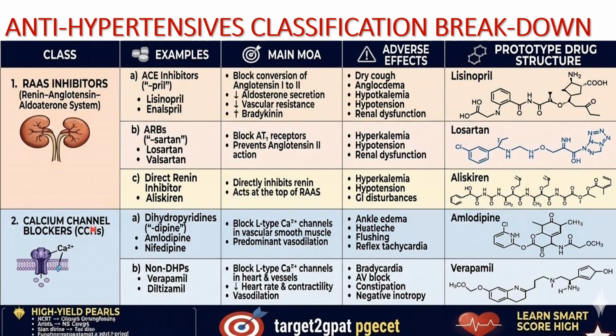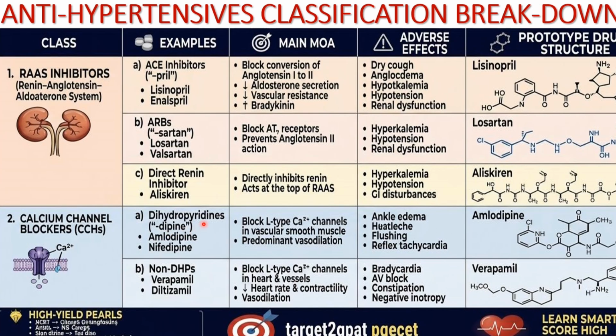Calcium channel blockers are again further classified into two, on the basis of their chemical nature. The chemical nature is dihydropyridines and non-dihydropyridines. Dihydropyridine, this is the ring structure, the dihydropyridine ring, which makes this classification into two. The best examples of dihydropyridines end with the suffix dipine, amlodipine and nifedipine.